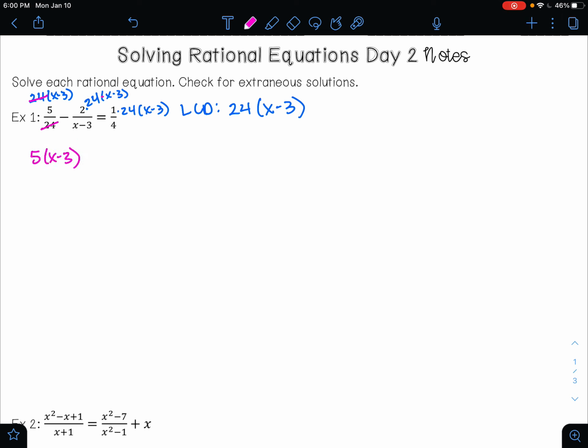Over here, x minus 3 divided by x minus 3 is 1. So I'm going to be left with 2 times 24, which is 48. And that's going to equal, well here, 24 divided by 4 is 6. So that's going to leave me with 1 times 6, which is 6 times x minus 3.